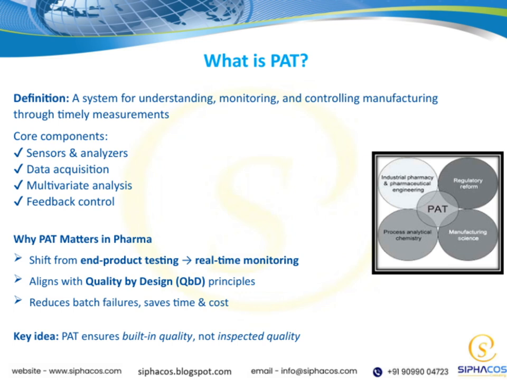Now, the core components of PAT include several key elements. First, we have sensors and analyzers, which are responsible for capturing data directly from the process. Then, there's data acquisition, the step where we collect and organize all that information. Next, multivariate analysis helps us interpret complex data patterns, providing deeper understanding. And finally, feedback control uses this information to automatically adjust the process, ensuring everything stays within desired parameters.